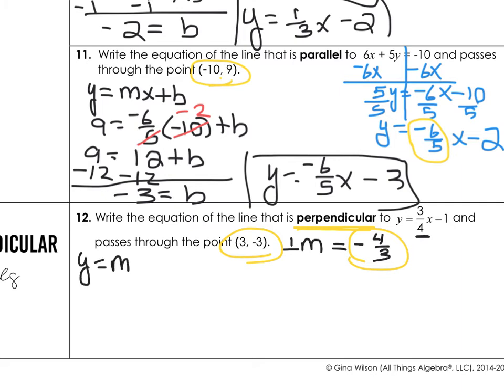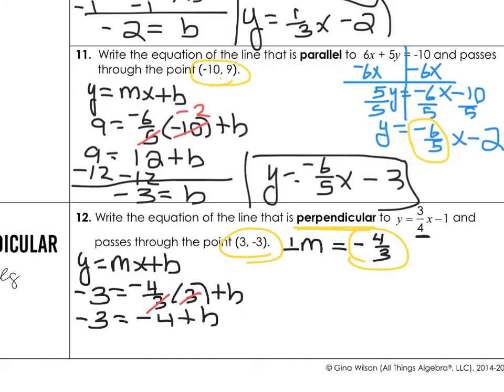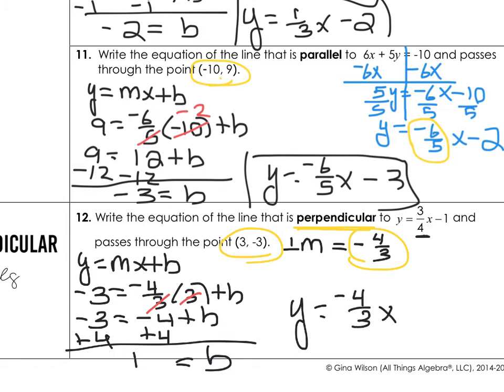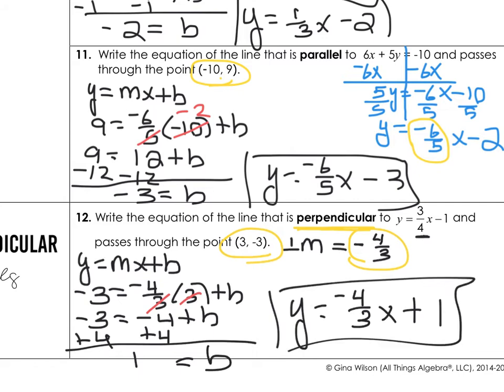Y equals mx plus b. So -3 equals -4/3 times 3 plus b, which means the 3's cancel. I've got -3 equals -4 plus b. So when I add 4, I get b equals 1. My final equation is, use my perpendicular slope, -4/3 x plus 1. Final equation. All right, let's go to the last page.